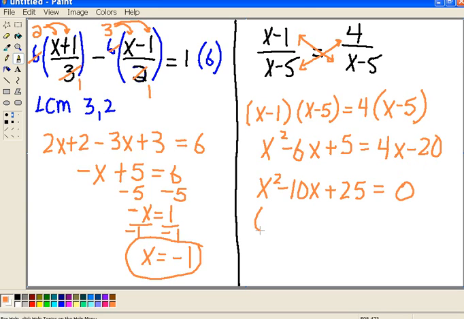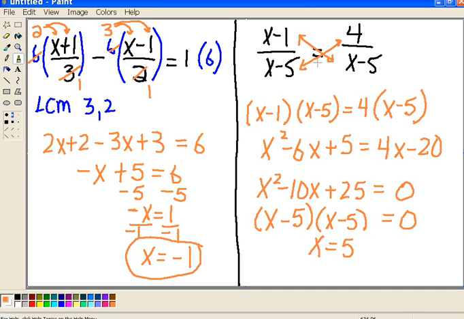I'm going to factor this into two terms. I'm looking for two numbers. When multiplied together, gives me 25. Added together gives me negative 10. So I get x minus 5 and x minus 5. Because negative 5 times negative 5 yields a positive 25. Negative 5 plus negative 5 yields a negative 10. And that means that I have one solution at x equals 5.